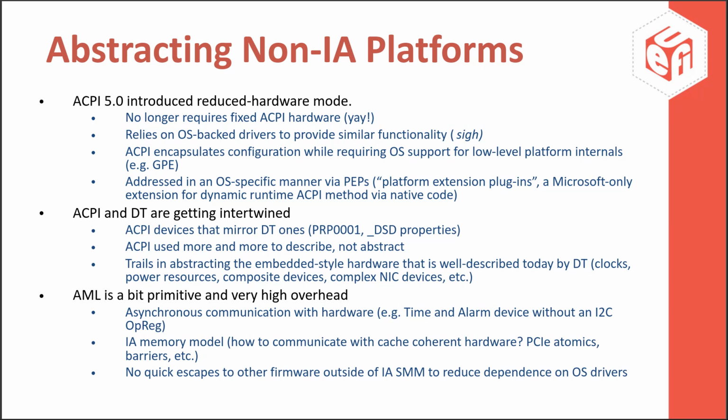Another area where AML is a bit primitive is if you're communicating with hardware that is, say, cache coherent, or if you really want to make sure that a special kind of access does actually amount to, let's say, a PCI atomic. If you want to have an explicit barrier between different kinds of memory writes, you couldn't do this in AML today. And there is also, I should note, no standard way of quickly escaping out of AML into even some higher privileged code to take care of some of these complications, right?